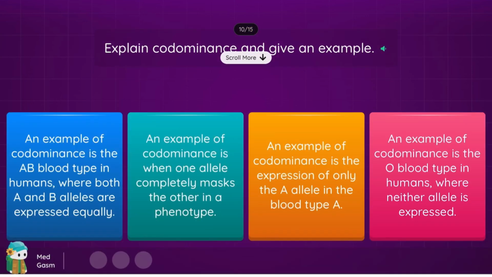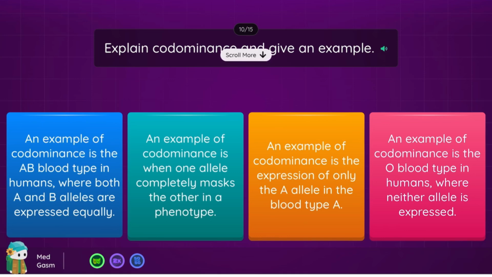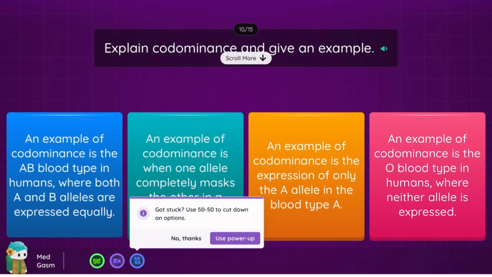Question. Explain codominance and give an example. Option 1. An example of codominance is the AB blood type in humans, where both A and B alleles are expressed equally. Option 2. An example of codominance is when one allele completely masks the other in a phenotype.